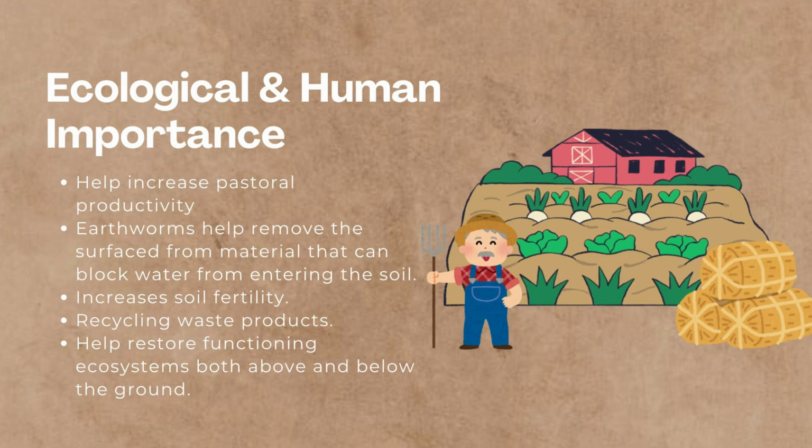Earthworms help remove surface material that can block water from entering the soil, and increase soil fertility, recycling waste products, and they help restore functioning ecosystems both above and below the ground.